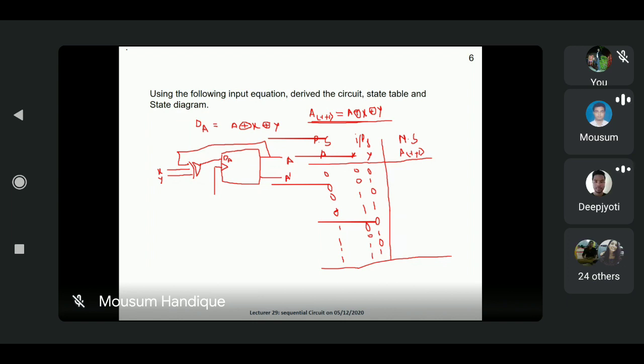We can use the state table. Udesh is telling the equation, I think, so we can use that.